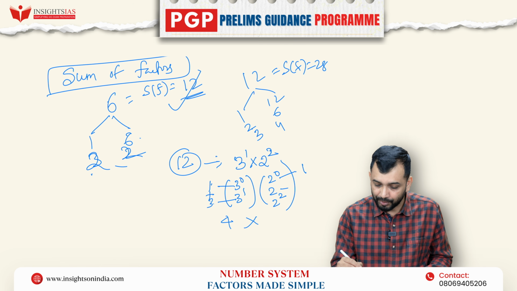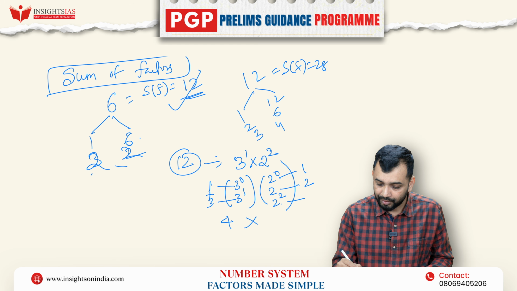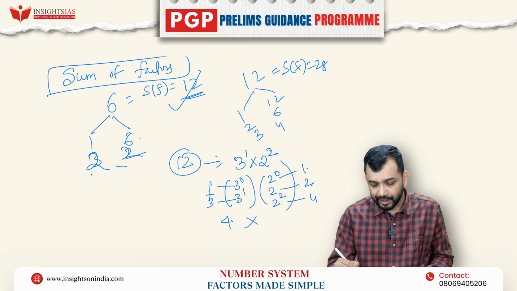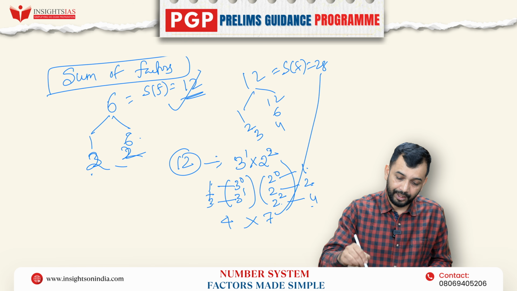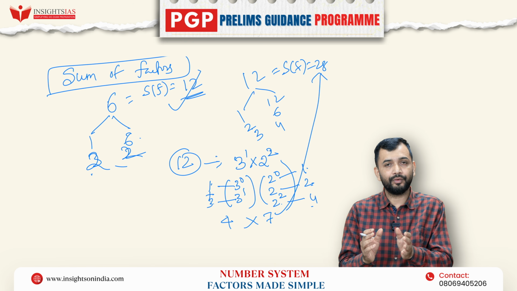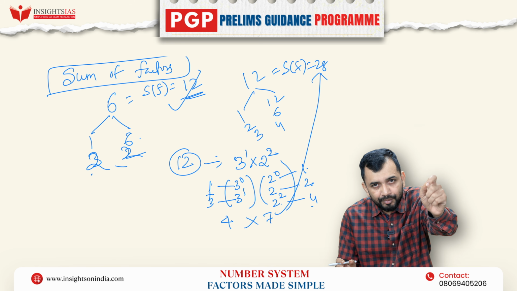1. What is 2 to the power of 1? 2. What is 2 square? 4. 1 plus 2, 3. 3 plus 4, 7. So what is 4 into 7? 28.